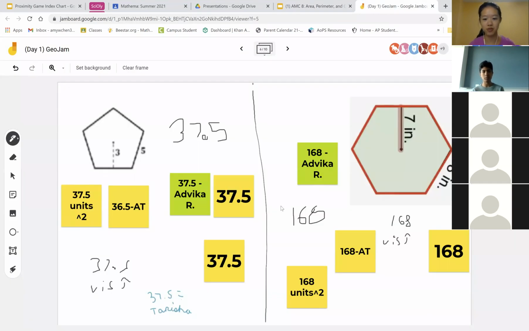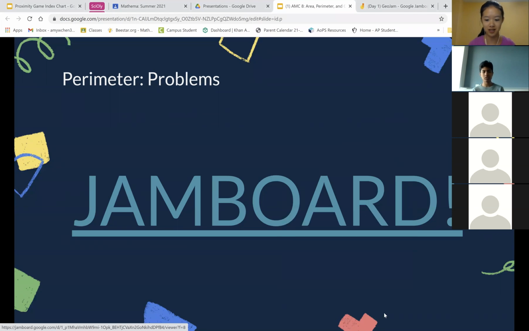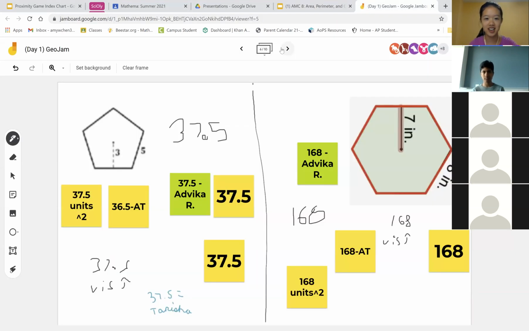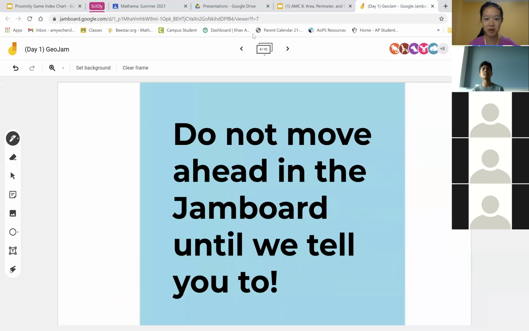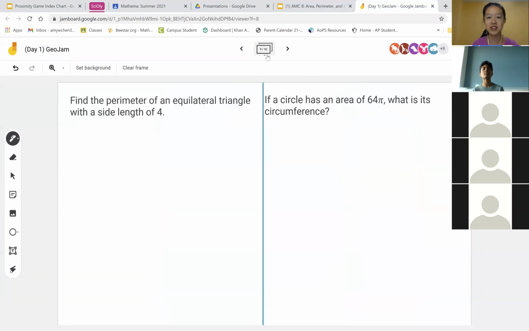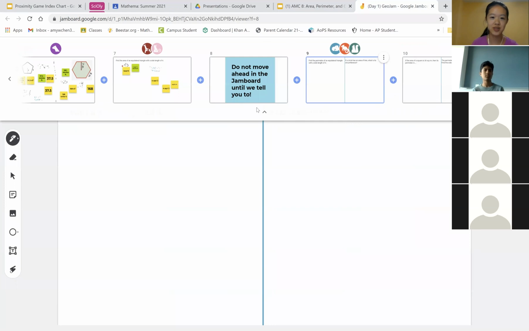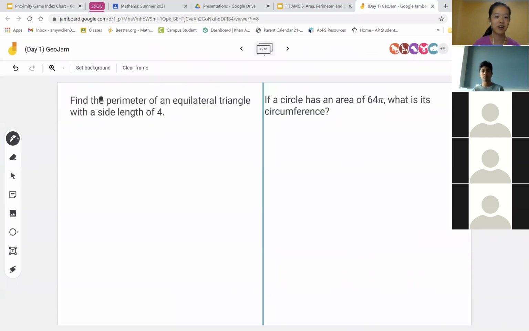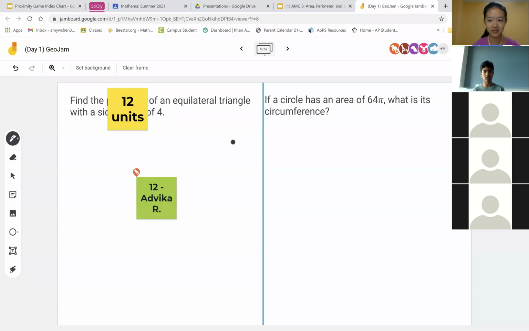Same Jamboard as before, but if you need the link, I'm gonna shoot that into the chat. Woohoo. Jamboards are so fun. Okay, now you can go beyond that big warning sign where it says do not move ahead. We're just basically doing the remaining 2 sides in the Jamboard for perimeter. If you don't participate, I'm gonna delete your Minecraft account.